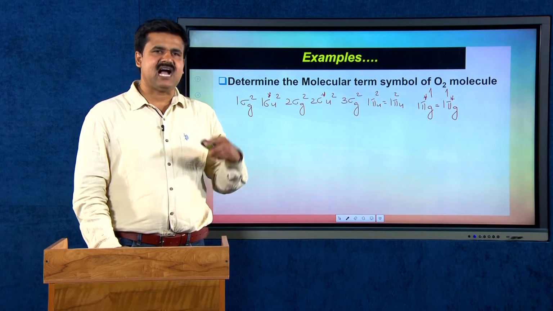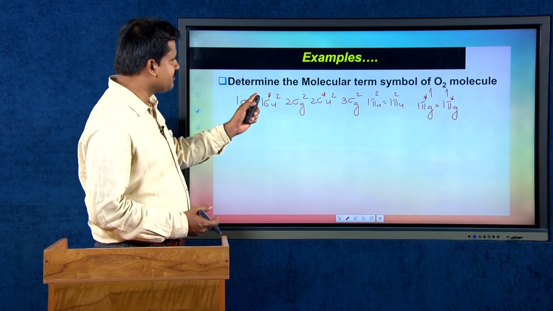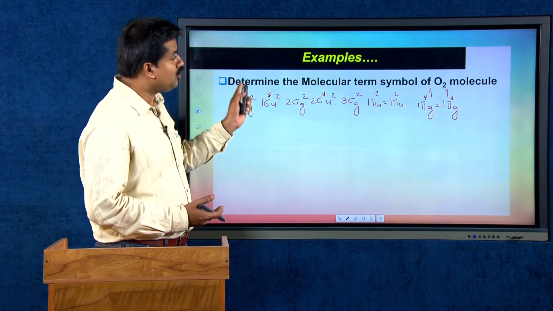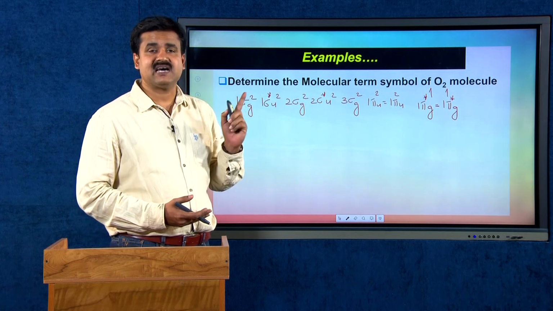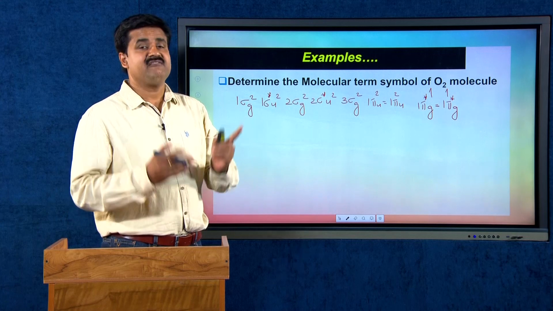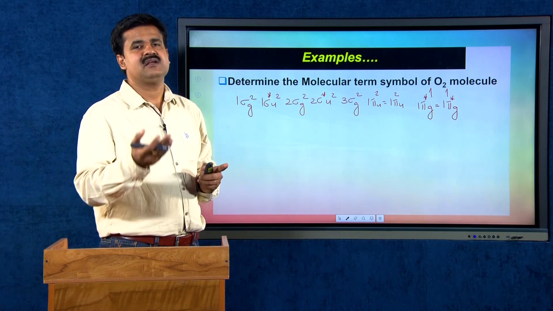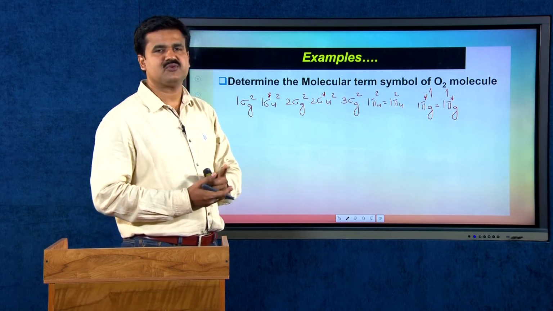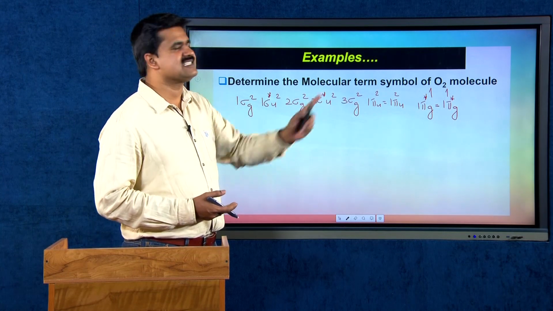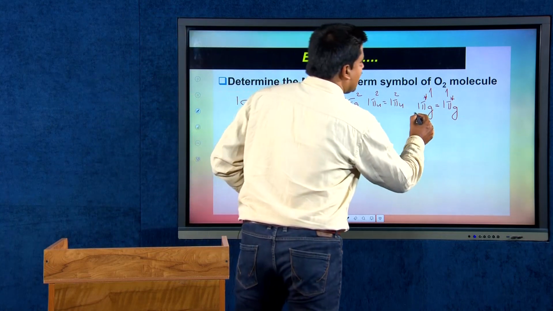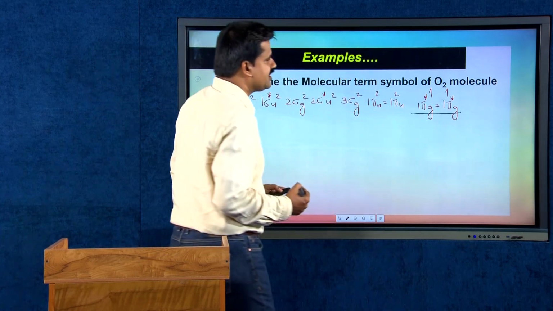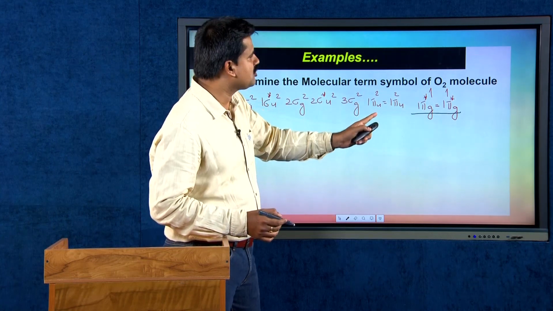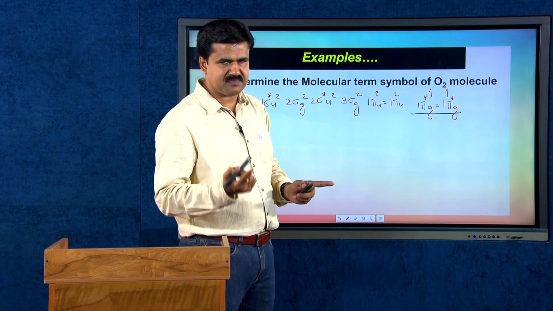Now we are taking another example. Determine the molecular term symbol for the oxygen molecule. We already learned the electronic arrangement of the oxygen molecule, which consists of 16 electrons, at the time of representing the MO configuration. This is the MO configuration of the oxygen molecule. This shows the 16 electron arrangement, and now we have to take the outer shell arrangement, that is 1 pi star g1 into 1 pi star g1, and it should be noted that these 2 electrons have the same spin.